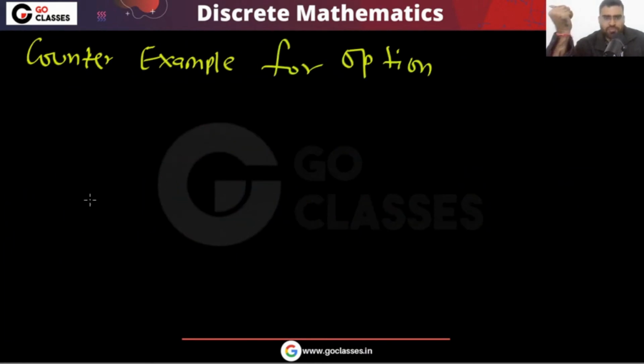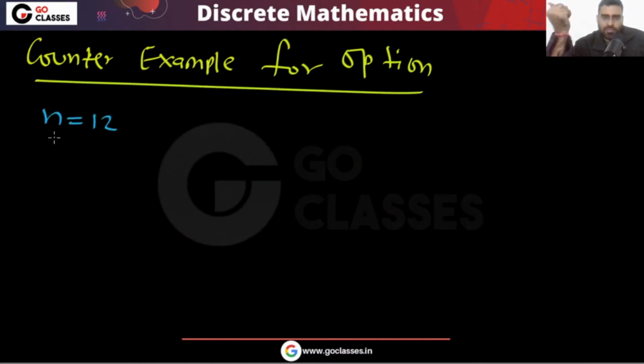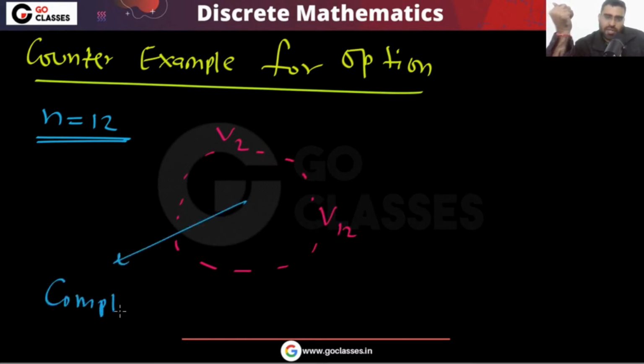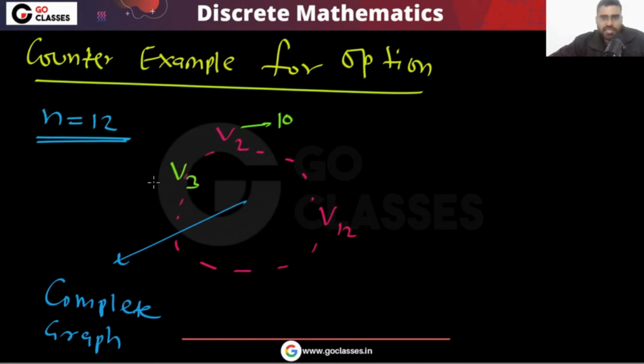What you can do is build a counterexample like this for option C. You take n equal to 12, and you make a complete graph of V2 to V12. At this point of time, tell me, what is the degree of this vertex? This vertex has degree 10, this vertex has degree 10. So every vertex has degree 10 at this point.